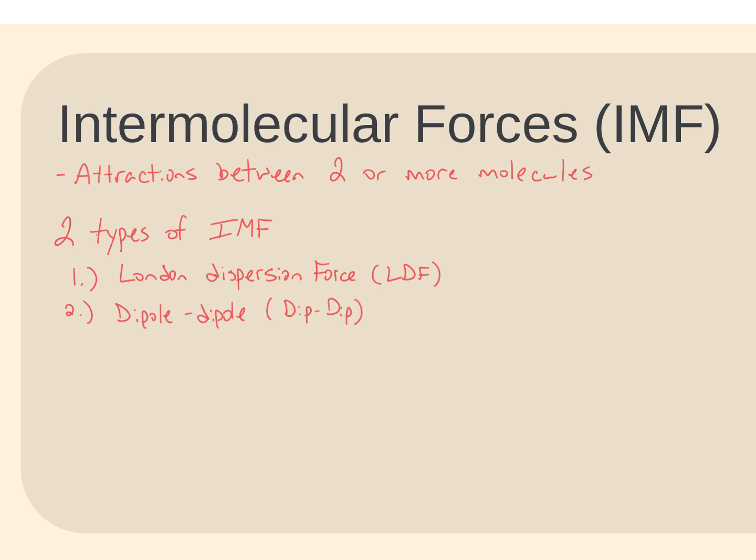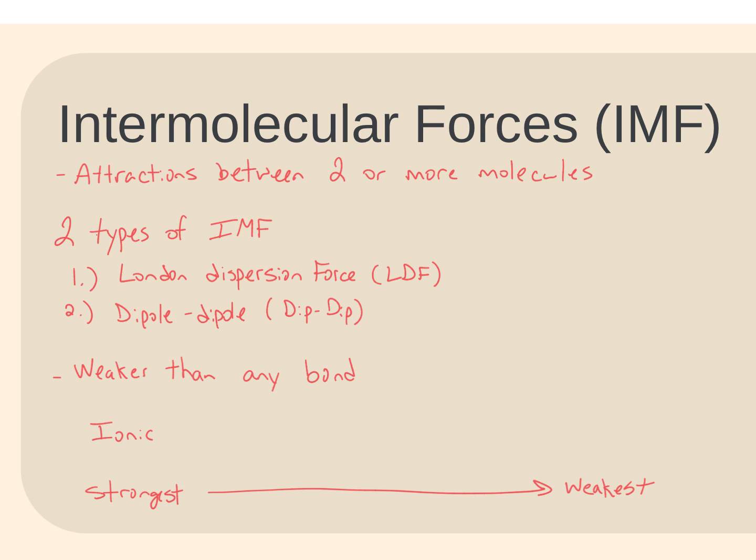Now, in terms of strength, intermolecular forces are considerably weaker than bonds. If we were to list the different attractive forces in chemistry in order from greatest to smallest, the highest would be the ionic bond. Ionic bonds are the strongest attraction. They are positive-negative attractions between oppositely charged particles. The next strongest is a covalent bond, and then finally an intermolecular force. So in the grand scheme of things, intermolecular forces are weaker than any bond.